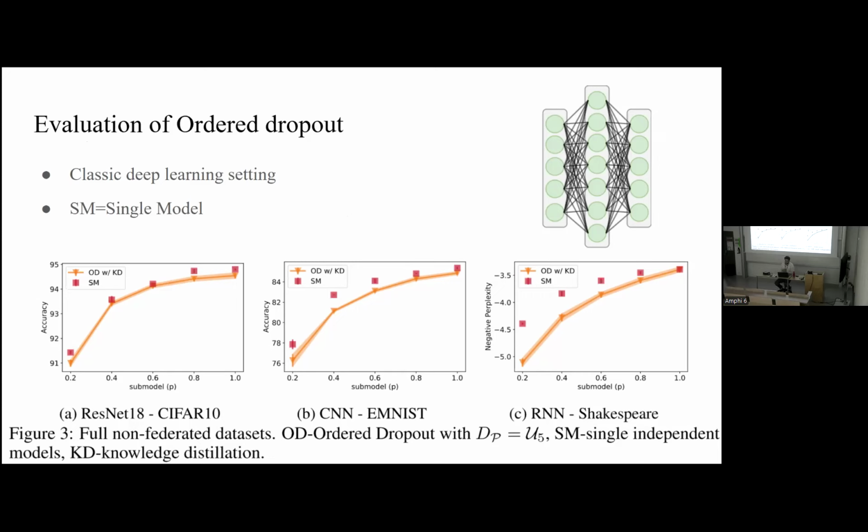But the single model would expectedly be an upper bound. We cannot achieve it. It would be really weird if with ordered dropout we could achieve a higher accuracy than. I don't know, maybe with few epochs it can be, because it's a sort of regularization.